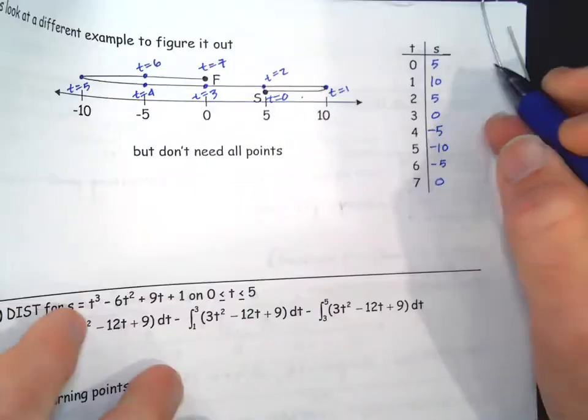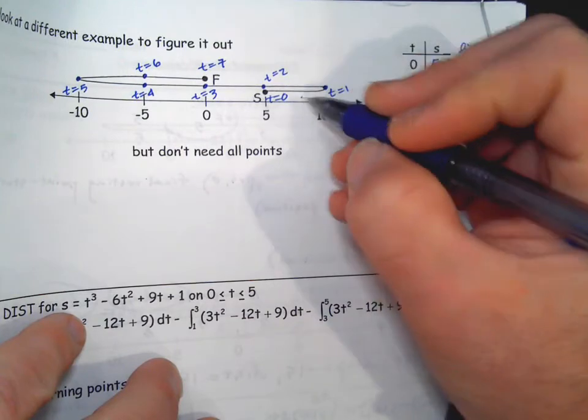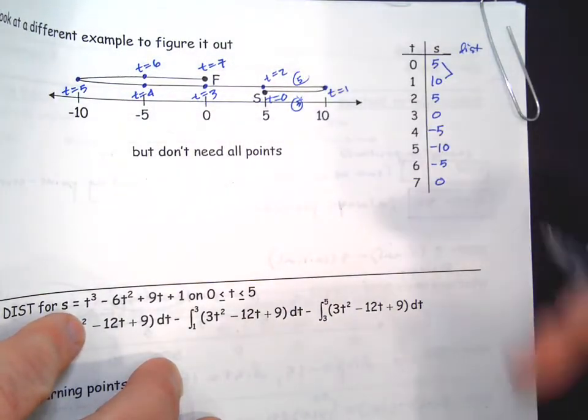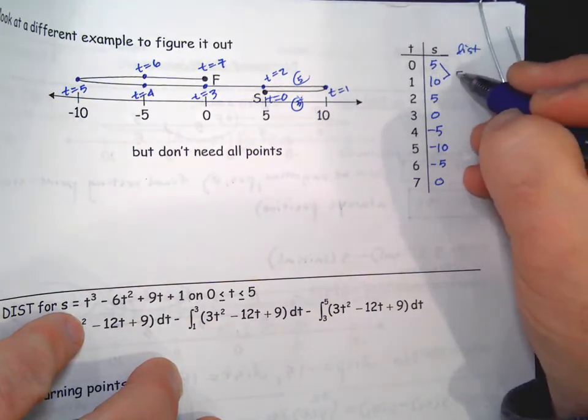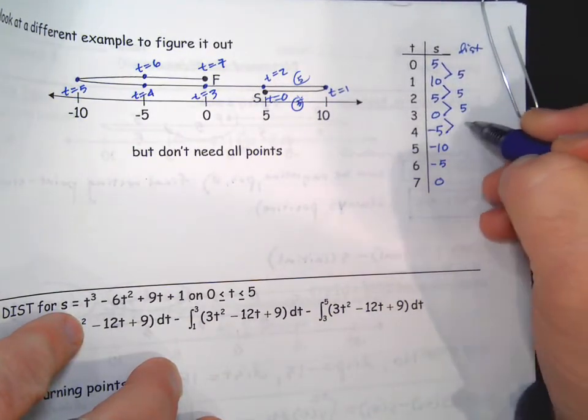And we can say, you know what? Let's just find the distance between each of these points because that's what we kind of did before. We're like, well, this is 5 and this is 5. Like we were finding the distance between those points. So the distance between 5 and 10 is 5. 10 and 5 is 5. 5 and 0 is 5. 0 and -5 is 5.